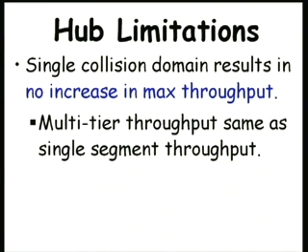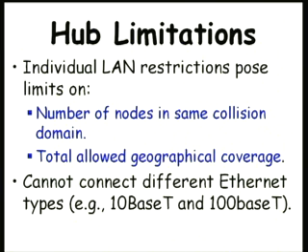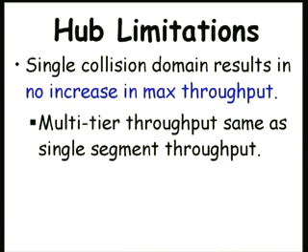But again the problem is a single collision domain. Even if you have several hubs attached in a tree, there is no increase in throughput, and multi-tier throughput is the same as single segment throughput, right? You agree with this, isn't it? Because the collision domain is the same. So, if it is a 10 Mbps LAN, then even if you have a multi-tier arrangement, still the traffic supportable is 10 Mbps, right.